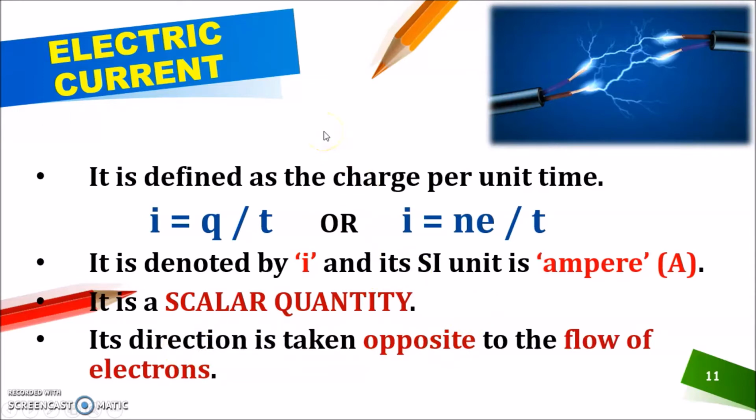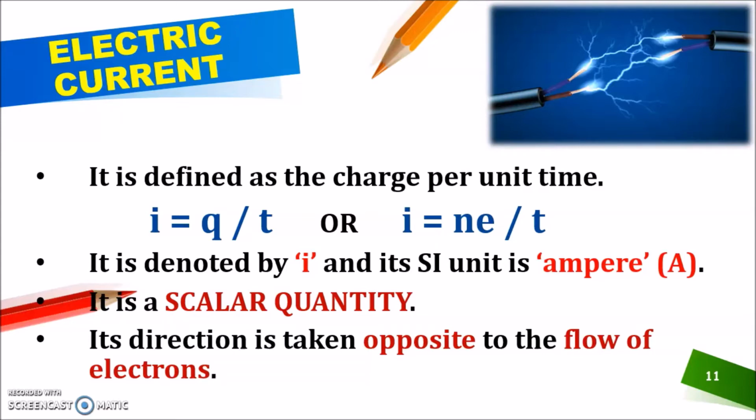If the direction of electrons is like this, so we can take the current flows in the circuit like this. This is the conventional direction of current. This may be called the conventional direction of current.